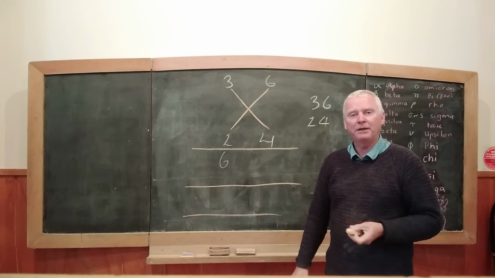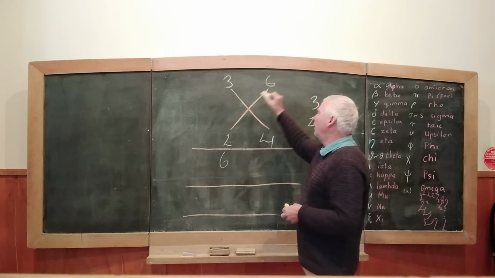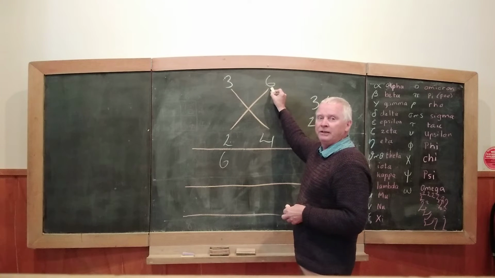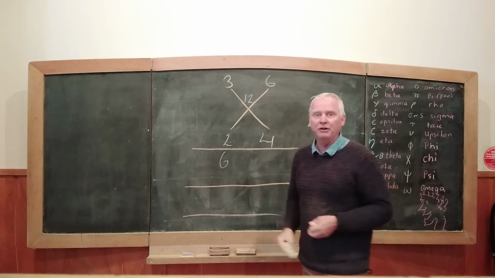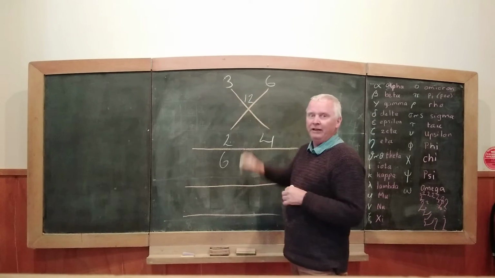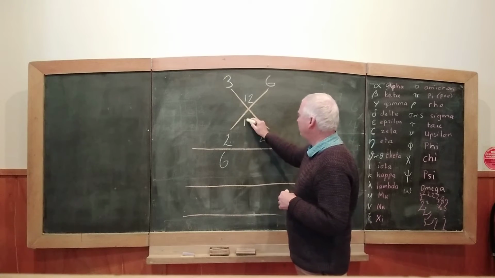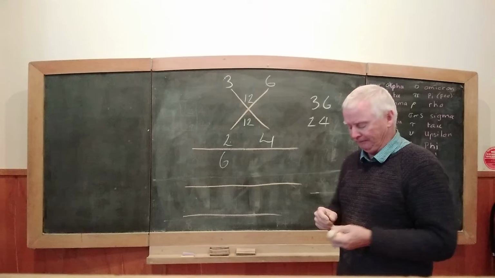Now this is where the multiplication sign comes from. 2 times 6, well that's 12. And we can put the 12 here, or you can put it there, makes no difference. 4 times 3, that is also 12. So we put the 12 down the bottom. Now this is the middle stage.